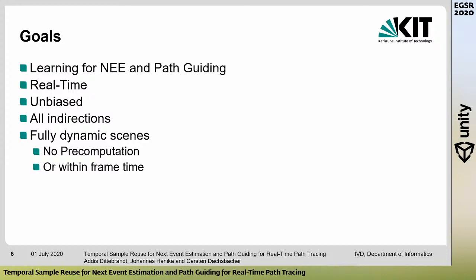To give our high-level goals, we want to achieve learning for next event estimation and path guiding, and all of this should be done in real time. So much of the contribution actually lies in algorithms and data structures that execute directly and efficiently on GPUs. We also want to achieve unbiasedness and support all indirections, so we want to go beyond screen space. Furthermore, we want to support fully dynamic scenes. That means we can't really do much pre-computation, or if any, it has to fit within the frame time.